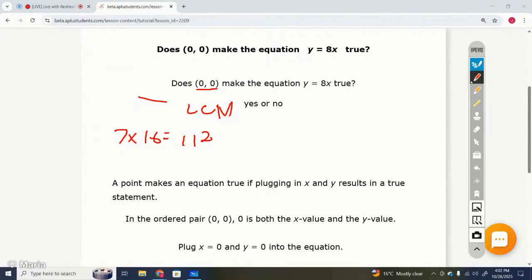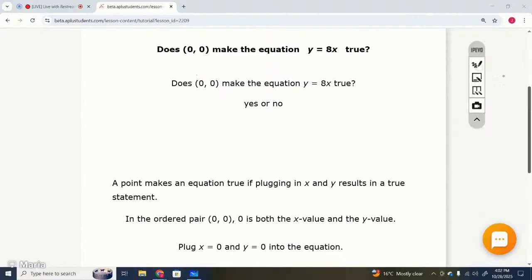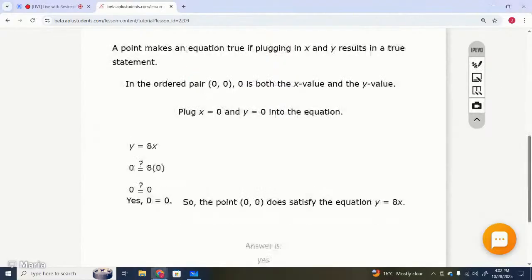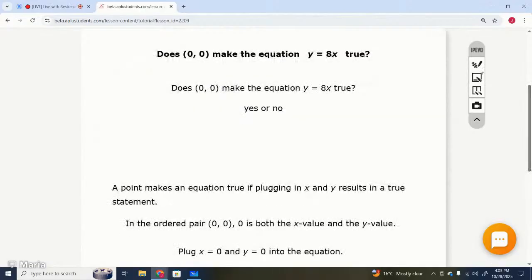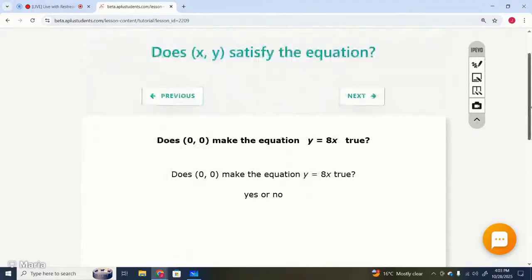Look at this ordered pair. X is 0, y is 0. So we need to put x equals 0 and y equals 0 in the equation. That is 0 equals 8 times 0. So 0 equals 0, right? That means the ordered pair 0, 0 satisfies the equation. So yes, that makes the equation true.